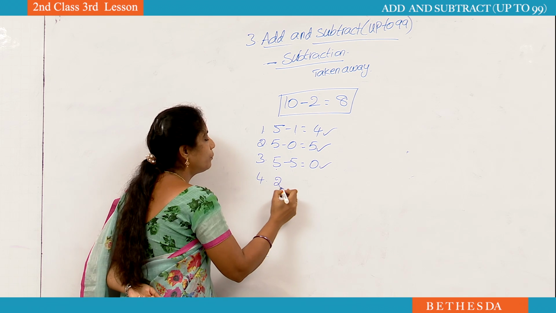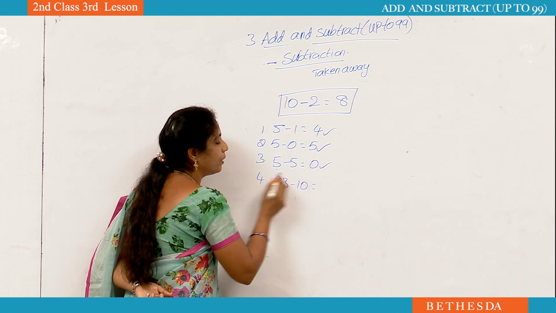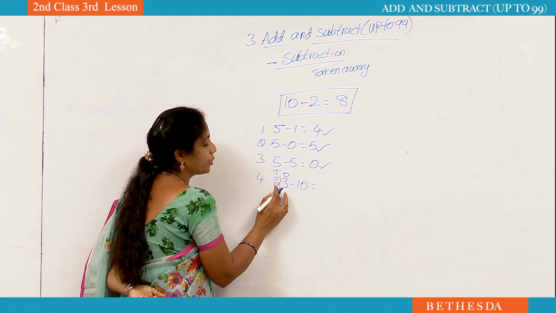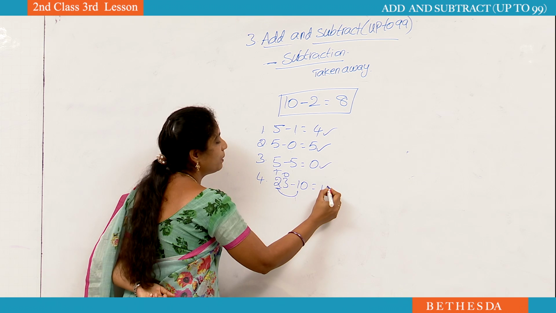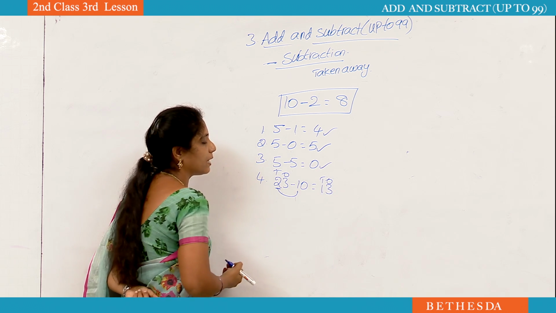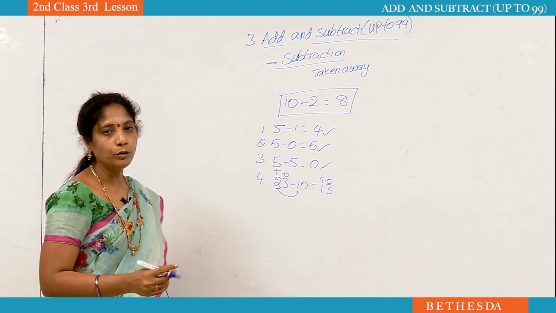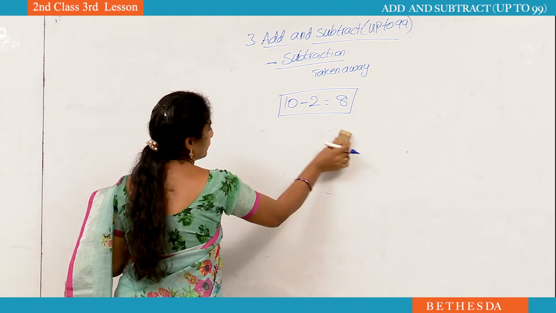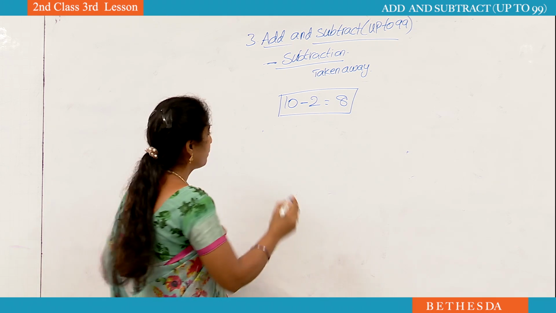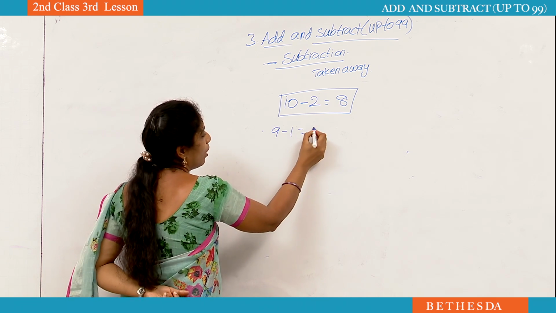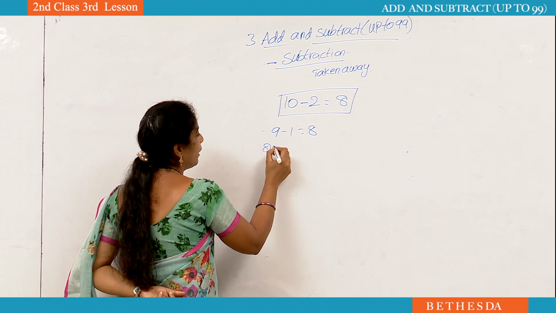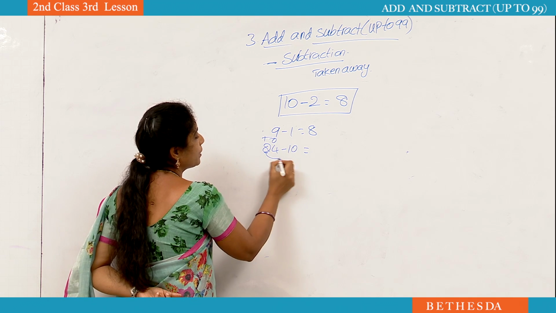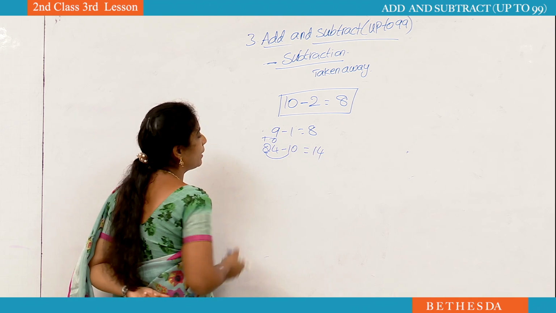And one more, if you subtract 10 from any number, the tens place number only will change. See here, tens place number is 2. 2 minus 1, 1. 1's place number as usual we have to write. Now what is the answer? 13. Now how to do subtractions? Now we are going to learn. See here. 9 minus 1. How much? 8. See here. 24 minus 10. We have to change only tens place. 2 minus 1, 1. 1's place number as usual we have to write.